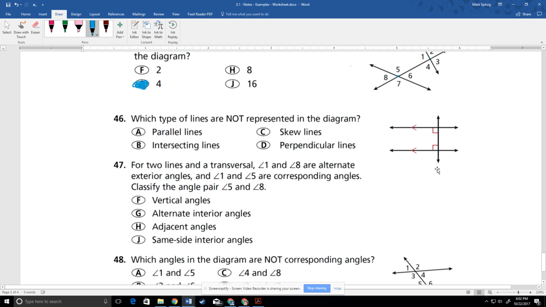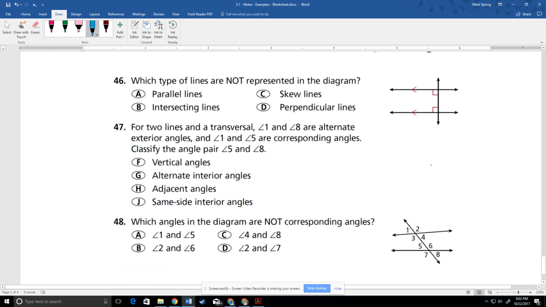What type of lines are not represented in the diagram? Well, parallel lines, here they are. They're marked as parallel. Skew lines, we'll come back to that. Intersecting lines, yep, these lines intersect clearly. Perpendicular lines, yep, not only do they intersect, but they're also perpendicular. So we know the answer is skew. And again, that makes sense. Skew lines are not coplanar, which means you'd have to show 2 different planes, and it's not 3-dimensional. It's not 2 different planes there.